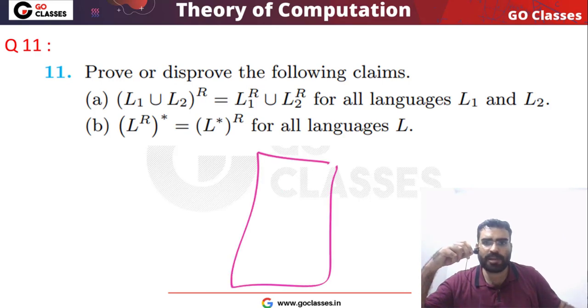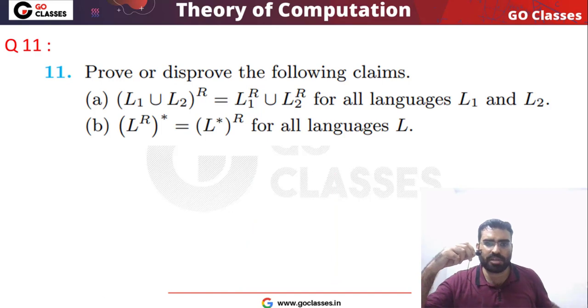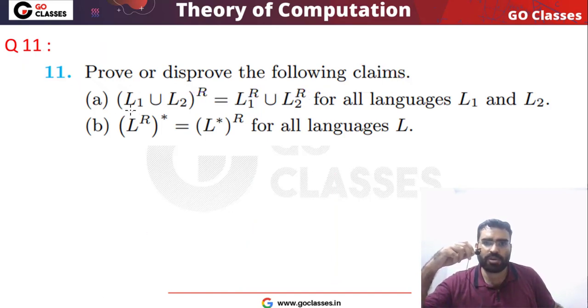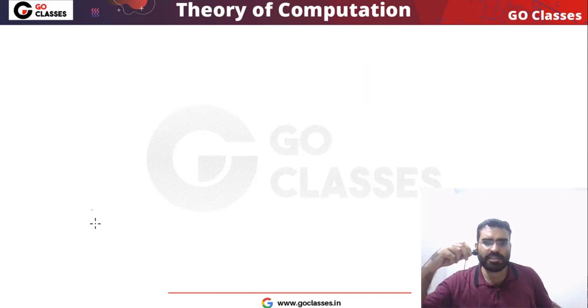In this playlist we are discussing the homework questions of TOC, of GO Classes TOC homework questions. Now let's see this question, question number 11. In this question we have to prove or disprove these two claims. Part 1 is saying (L1 union L2) reverse is equal to L1 reverse union L2 reverse. So let's see part 1.